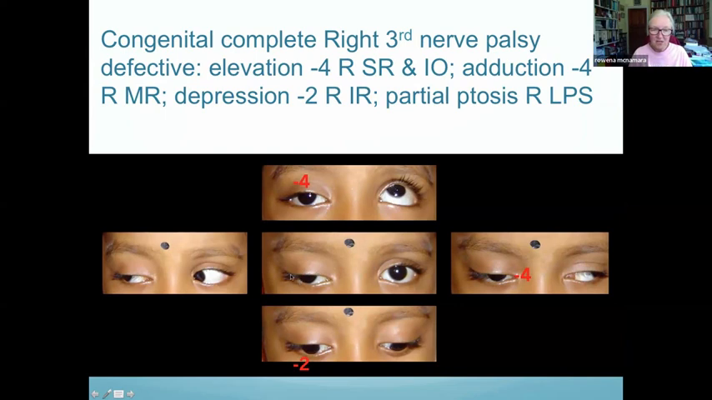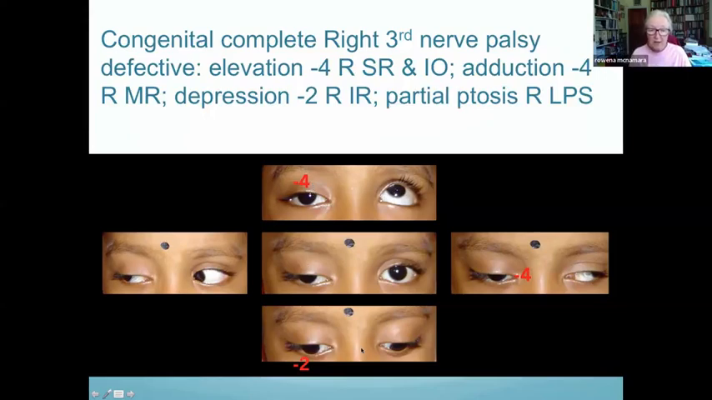So in the primary position, we can see that the eye is down and out, the right eye is down and out, but this time the ptosis is not complete. So there is only a partial right ptosis. So there's a partial palsy of the levator muscle. But you can see when they are asked to look up, the left eye moves up fully, the right eye doesn't move up beyond the center. So again, I've scored this as -4.